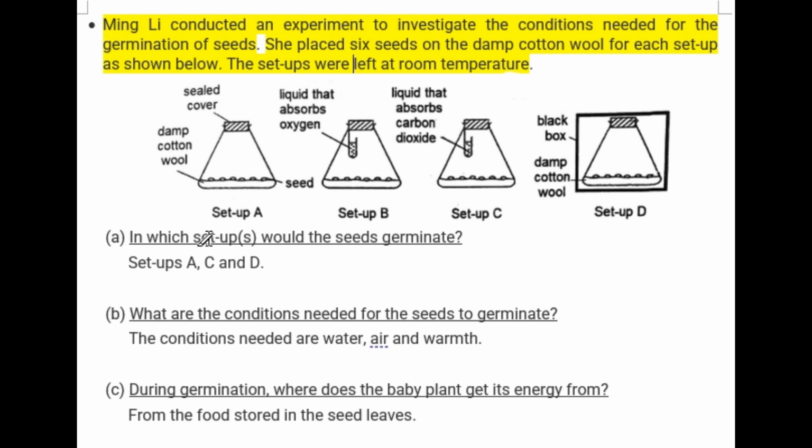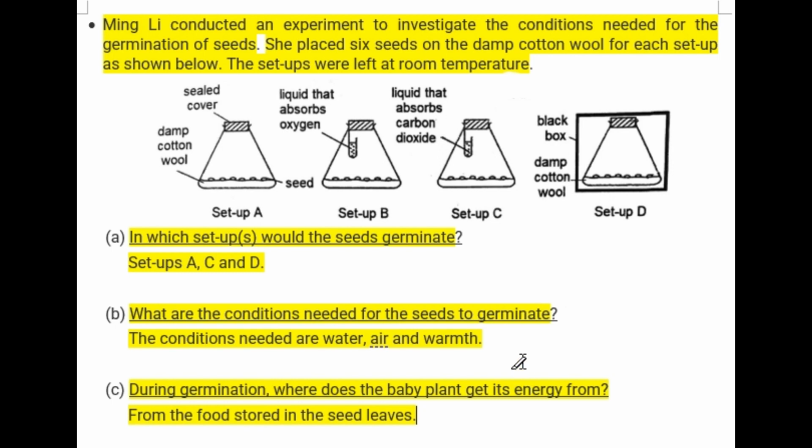A. In which setup, S, would the seeds germinate? Setups A, C and D? B. What are the conditions needed for the seeds to germinate? The conditions needed are water, air, and warmth. C. During germination, where does the baby plant get its energy from? From the food stored in the seed leaves.